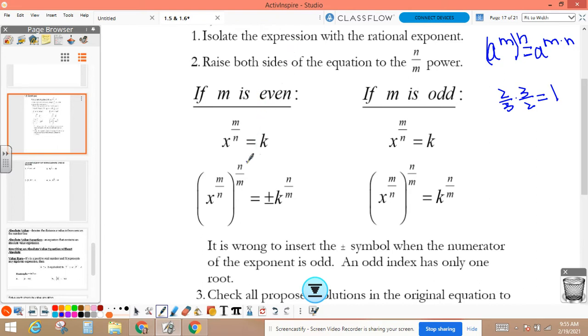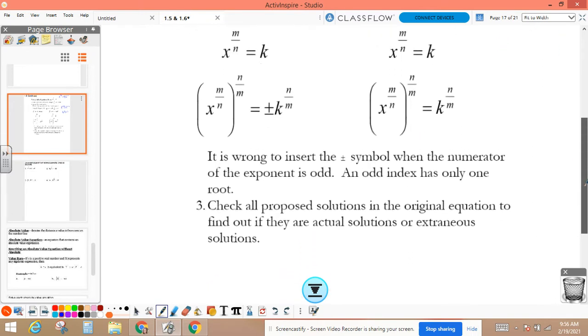All right, so if it looks like this or it looks like this, those are the same thing except for this plus or minus. So what this is saying is when you raise to the reciprocal power, if m is even, that means you end up taking an even root. So you have to put plus or minus. We're going to work it out so we see that we're taking an even root and know to put the plus or minus. If you're taking an odd root, then you don't have to put plus or minus.